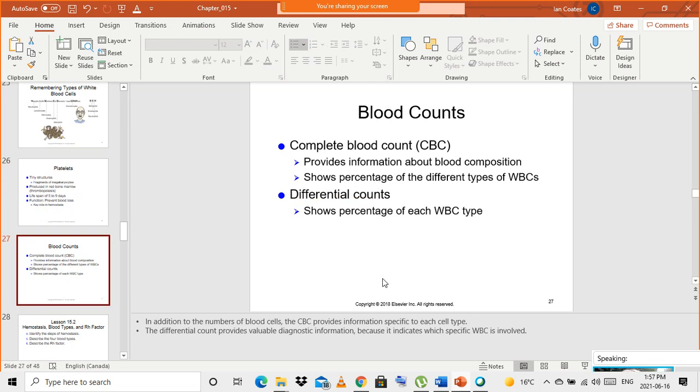Blood counts, just to let you know that at any given point in time, we have anywhere between 5 to 6 liters of blood in us only. That's it. About 5 liters. That's all we got.